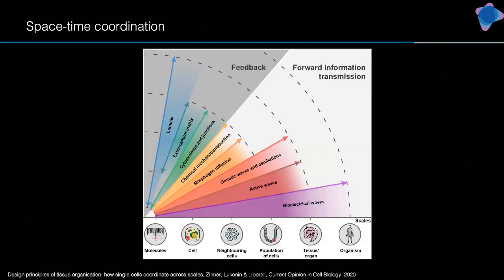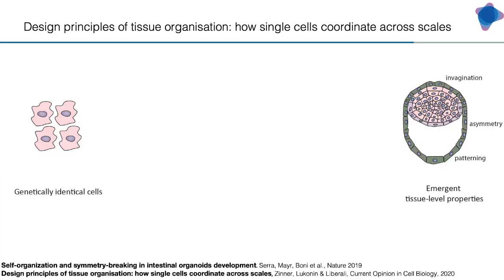For this coordination at the different biological scales, we need to have methods for individual cells to transmit information forward, and there are many different ways cells have been doing this, from different gradients or morphogens or different waves that can have different scales. But then we need to have feedback from the higher level scale, from the multicellular system, from the tissue, back to individual cells to control the individual cell fate. And these are often also mechanics and different extracellular matrix. In order to do this, what is important is that genetically identical individual cells are able to form this emergent tissue level property.